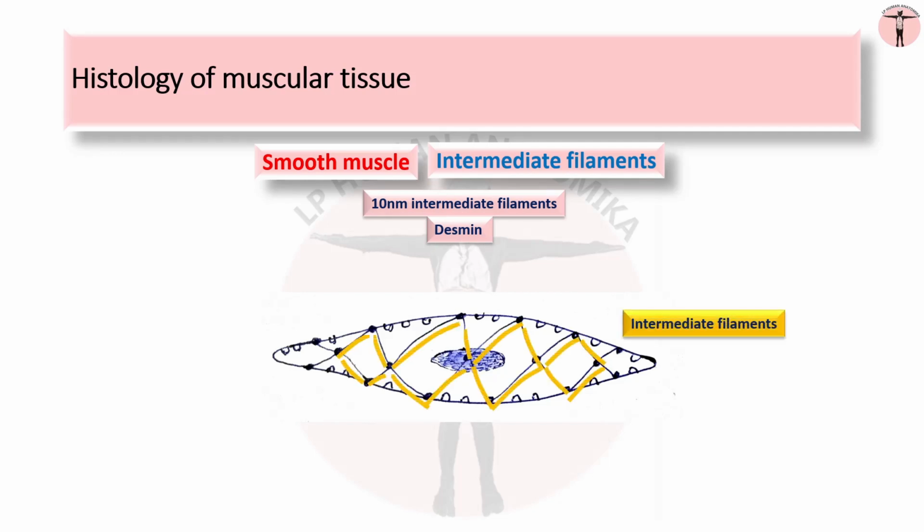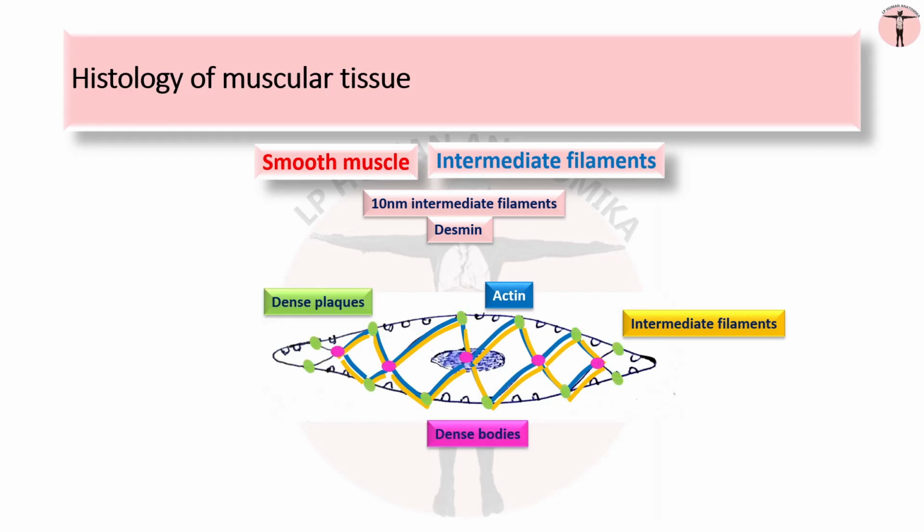The intermediate filaments and actin filaments both insert into cytoplasmic dense bodies and plasmalemma-associated dense plaques. Dense bodies contain alpha actinin and are functionally similar to the Z discs of striated and cardiac muscles. The attachments of thin and intermediate filaments to the dense bodies help transmit contractile force to adjacent smooth muscle cells and their surrounding network of reticular fibers.